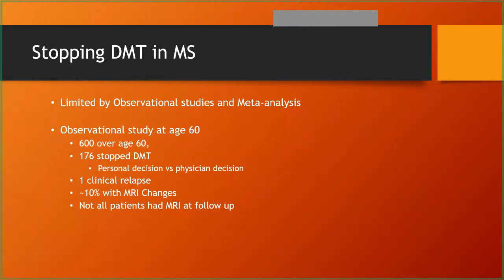So of those who stopped their medications, it was a combination of factors. A lot of times it seemed to be a personal decision, not wanting to be on medication anymore. Of those who stopped, there was one clinical relapse. And of those patients who stopped that continued their follow-up in the multiple sclerosis clinic and had updated MRIs over that time frame, it seemed to be about 10% of patients showed MRI changes consistent with active multiple sclerosis. It is noted that not all of these patients had ongoing MRIs. Some people stopped therapy, felt well, yet didn't have subsequent MRIs.